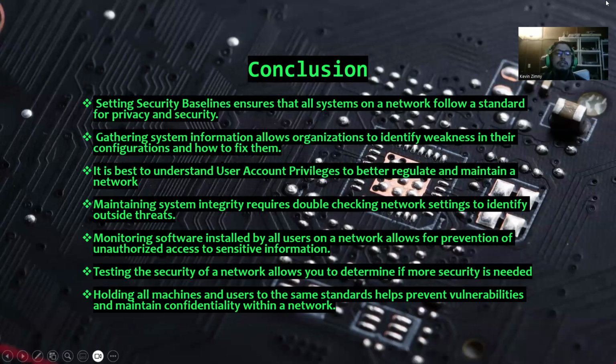In conclusion, setting security baselines ensures that all systems on a network follow a standard for privacy and security. Gathering system information allows organizations to identify weaknesses in their configurations and how to fix them. It's best to understand user account privileges to better regulate and maintain a network. Maintaining system integrity requires double-checking network settings to identify outside threats. Monitoring software installed by all users on the network also allows for prevention of unauthorized access to sensitive information.